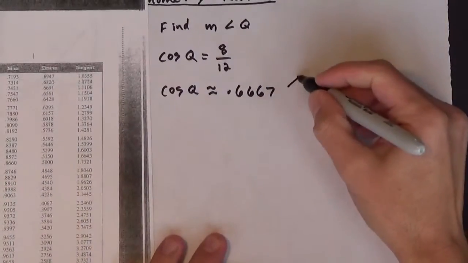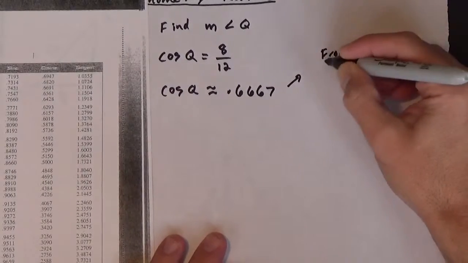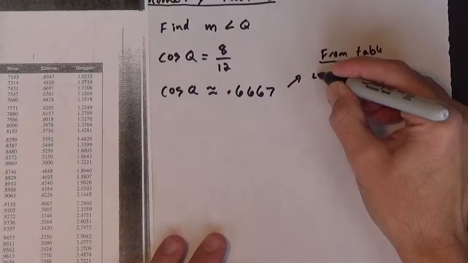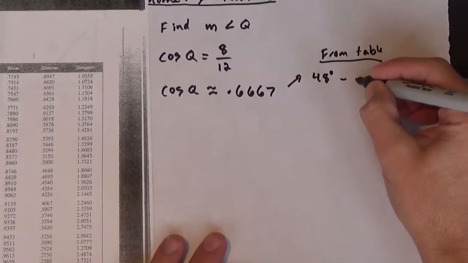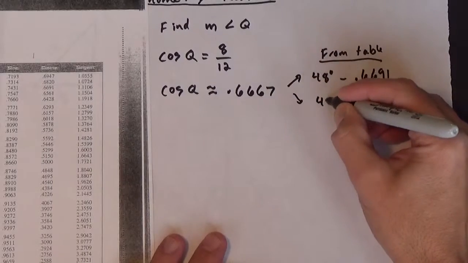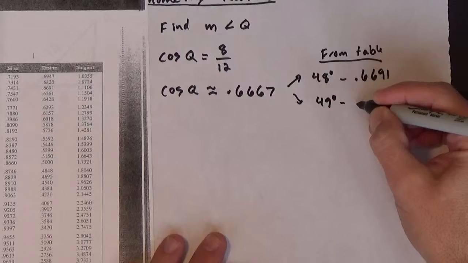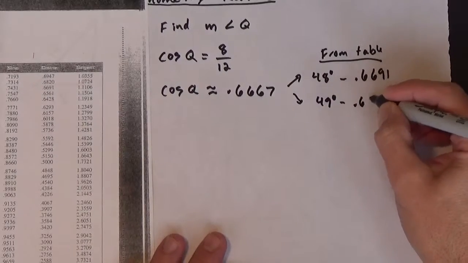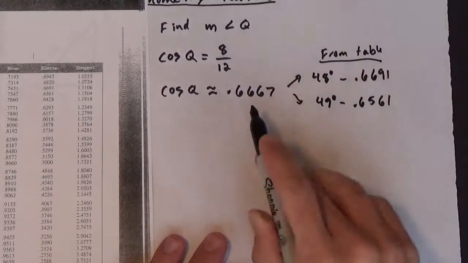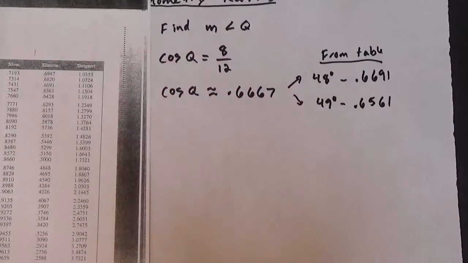So this is from the table. Okay, so at 48 degrees, it's 0.6691, and at 49 degrees, we end up with 0.6561. So 0.6667 is somewhere in between 48 and 49 degrees. And honestly, that's actually a pretty good guess.